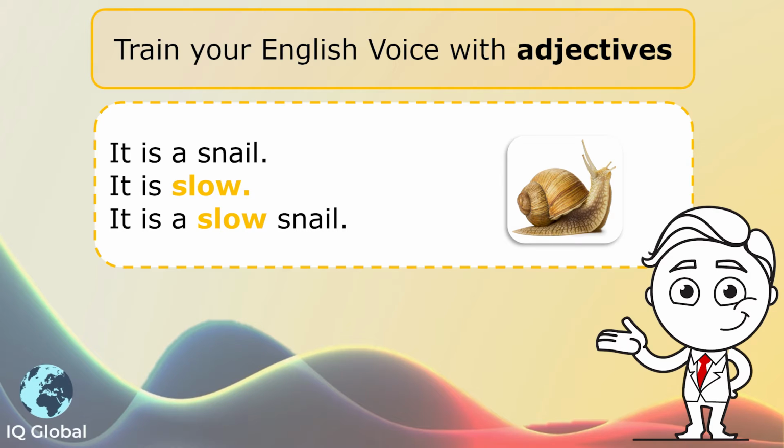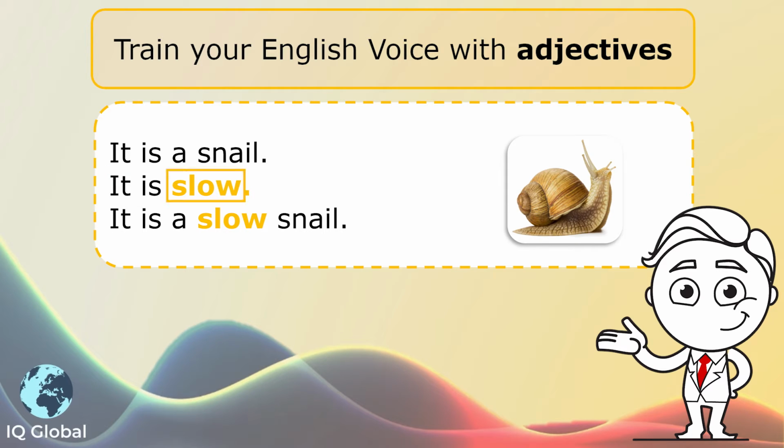Sentence 1, it is a snail. So now we know what it is. It is a snail. Sentence 2, it is slow.